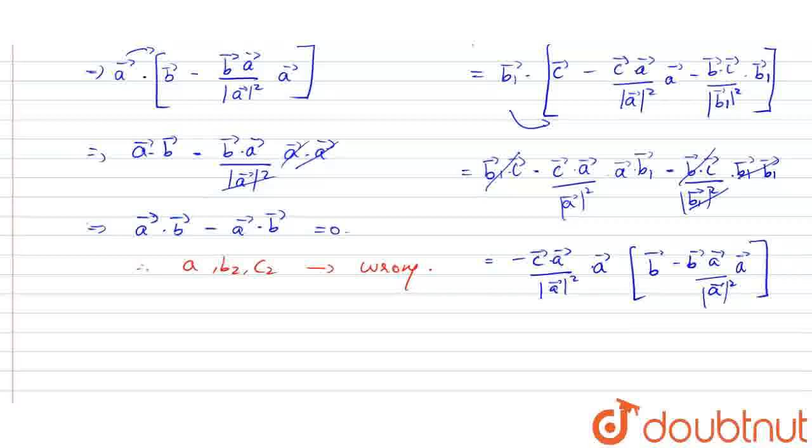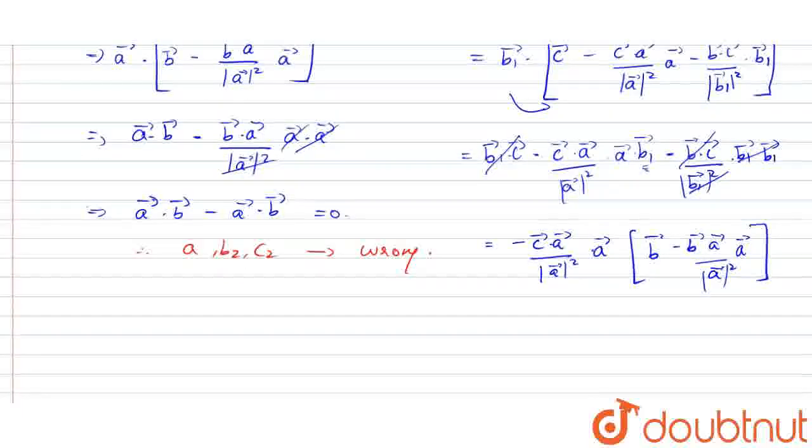Okay, so this is the b1 vector. I'm going to substitute here. Next, I'm going to take this value to the inside, so it will become minus c·a vector divided by mod of a vector the whole square into a vector dot b vector minus b vector dot a vector divided by mod of a vector the whole square into a vector, and this a vector here.